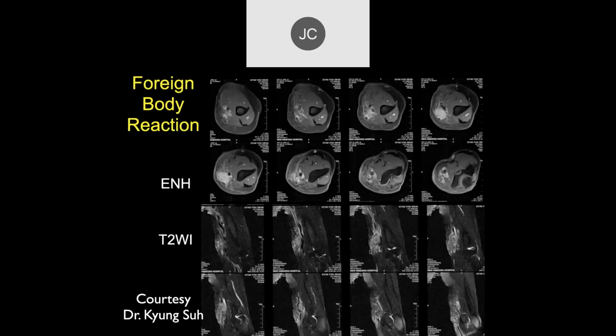It turned out this ended up being a foreign body reaction. I forgot what the foreign body was in this particular case. This is from Korea, from Dr. Sid. Interesting.